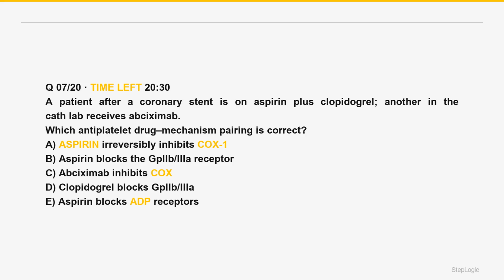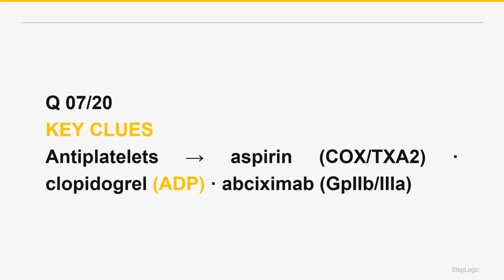Which antiplatelet drug mechanism pairing is correct? A patient after a coronary stent is on aspirin plus clopidogrel. Another in the cath lab receives abciximab. Read the command: which antiplatelet mechanism is correct? Aspirin is COX-1, decreased TXA2. Clopidogrel is ADP, P2Y12. Abciximab is GP IIb/IIIa. Dipyridamole or cilostazol is a PDE inhibitor.